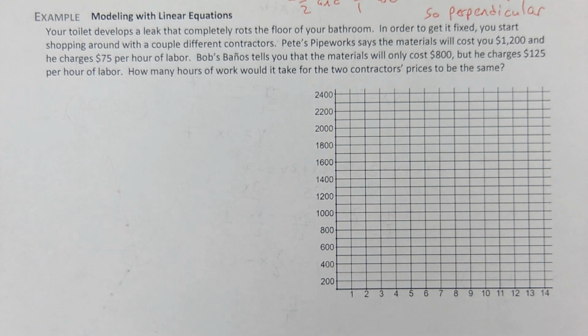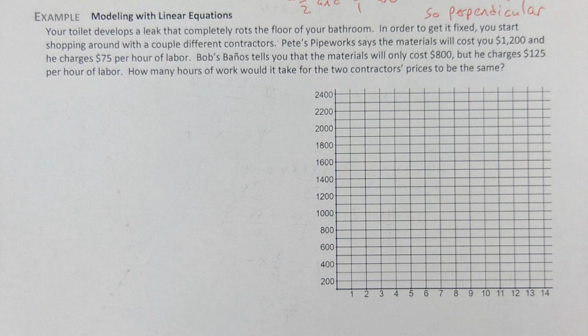Anyway, your toilet develops a leak that completely rots the floor of your bathroom. In order to get it fixed, you start shopping around with a couple different contractors. Pete's Pipeworks says that the materials will cost you $1,200, and he charges $75 per hour for labor. Bob's Baños tells you that the materials are only going to cost you $800. However, he's a pricey guy. He's going to charge $125 per hour for the labor. What we want to know is how long it would take before they cost the same price.